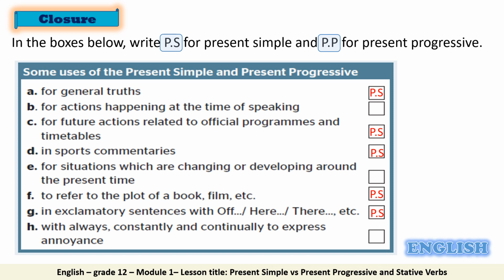What about the uses of the present progressive? Who can remind us of them? Excellent! Here they are. The present progressive tense is used for actions happening at the time of speaking, for situations that are changing or developing around the present time, and finally with always, constantly, and continually to express annoyance.